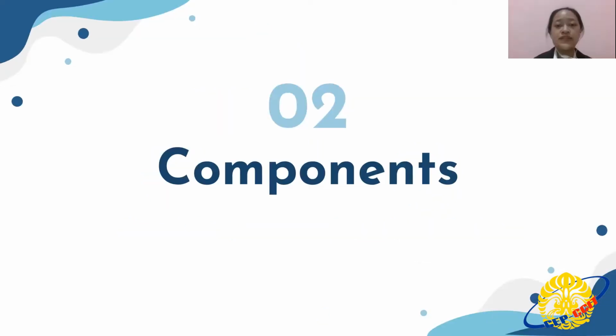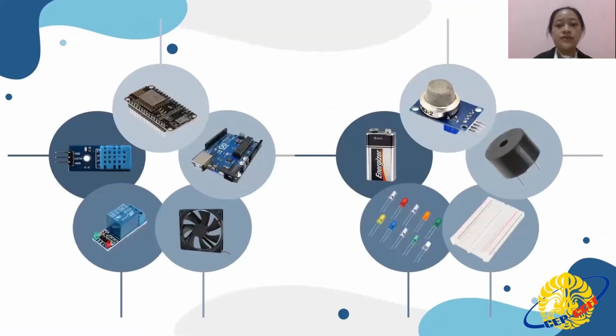Next, I'm going to share about the components and tools that we use for this project. We have a total of 10 components. The first one is Node MCU, a microcontroller with the ESP8266 Wi-Fi module. And then the second one is Arduino Uno. It's the same as Node MCU, a microcontroller, which will be connected to sensors and actuator or relay.